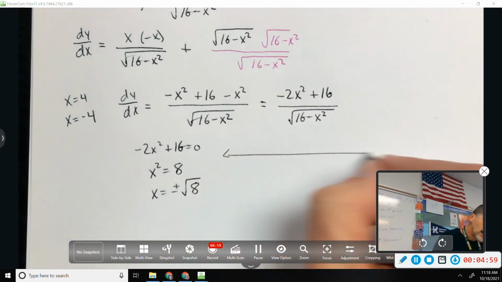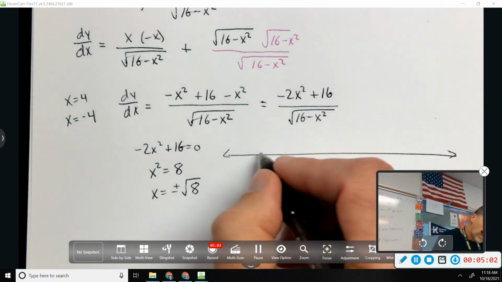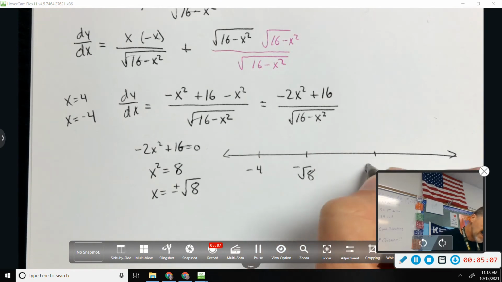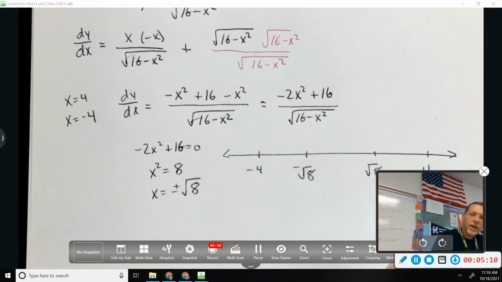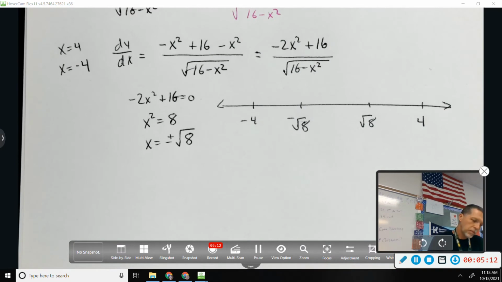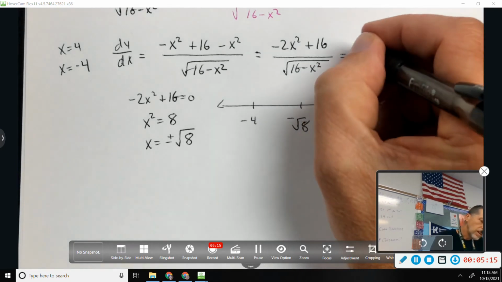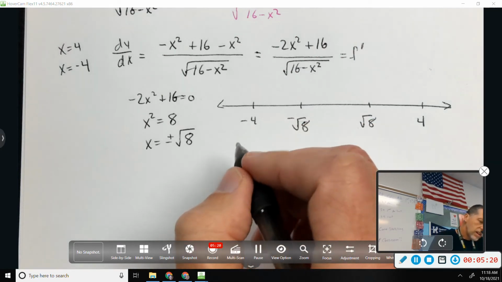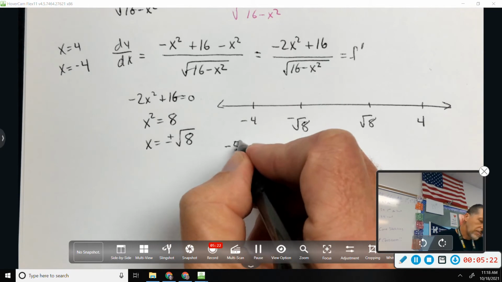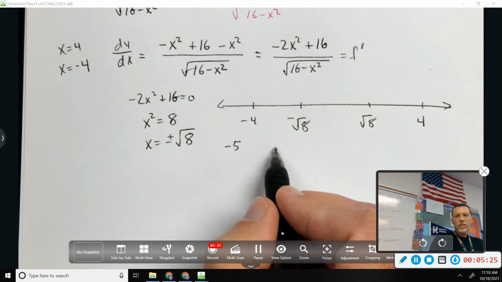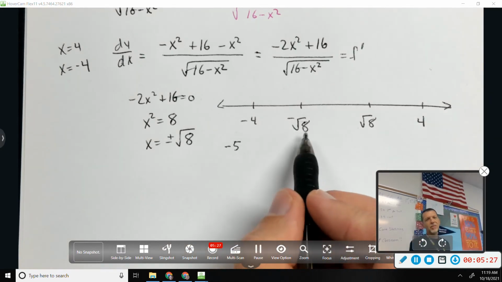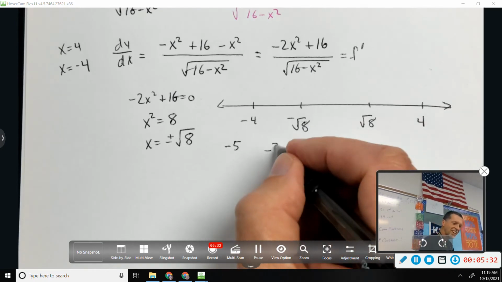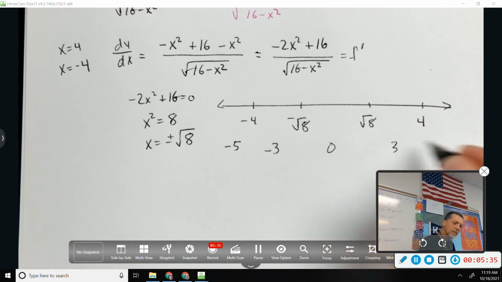So we got all sorts of intervals on this one. So negative 4, negative square root of 8, square root of 8, positive 4. So negative 5. What's a number between negative 3 and negative... Oh, I just gave away the answer. Negative 3. 0, 3, 5.